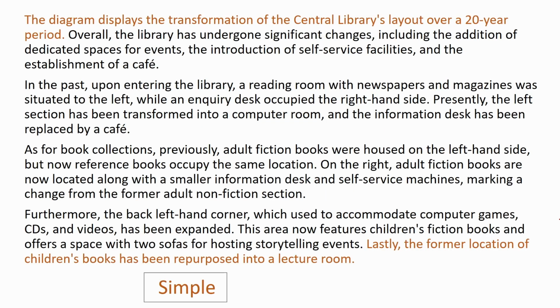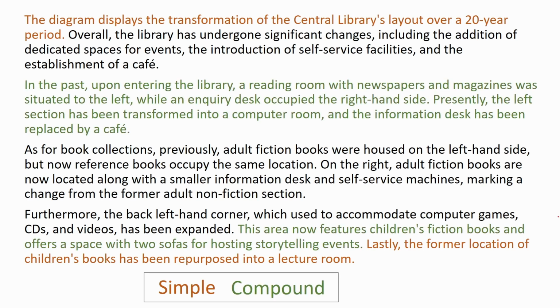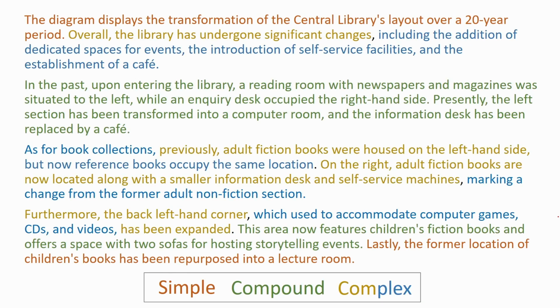In terms of grammar, I used 3 forms here: simple, compound, and complex. You can see these 2 simple forms on the slide. Now compound forms, they're in green. And the last one, the complex structures, they're highlighted in 2 colors. The first one, overall, the library has undergone significant changes. This is the main clause. And the blue one is the subordinate clause.